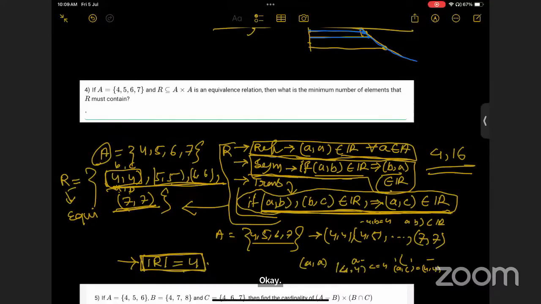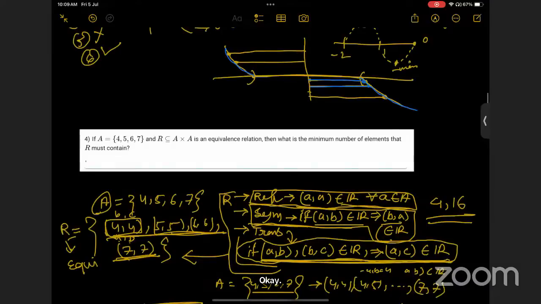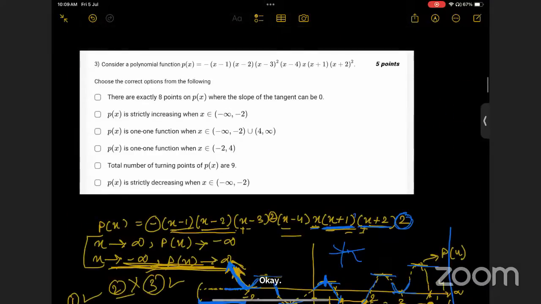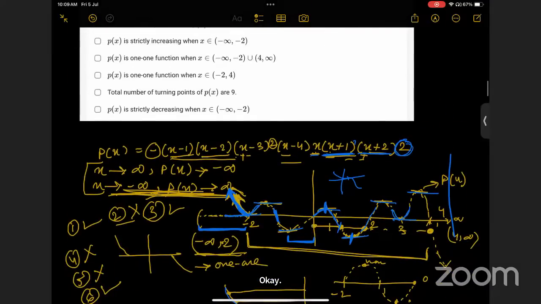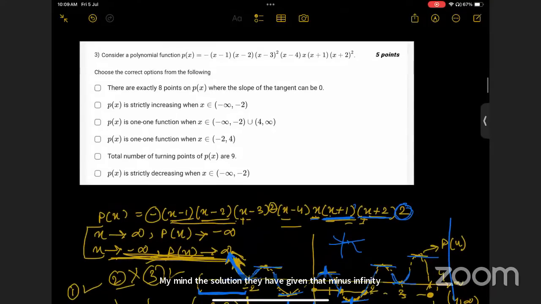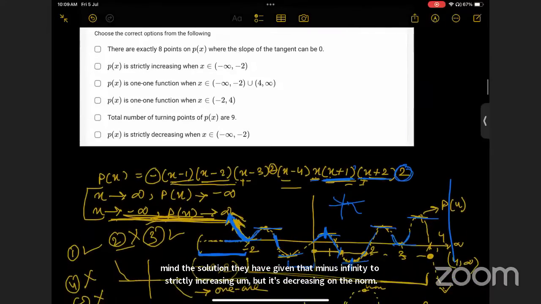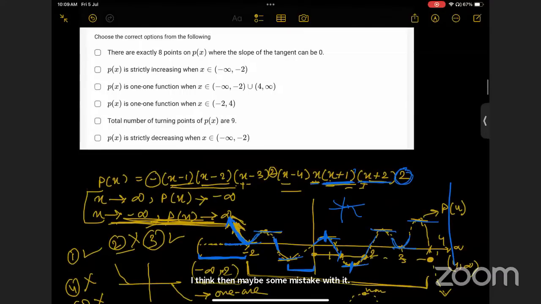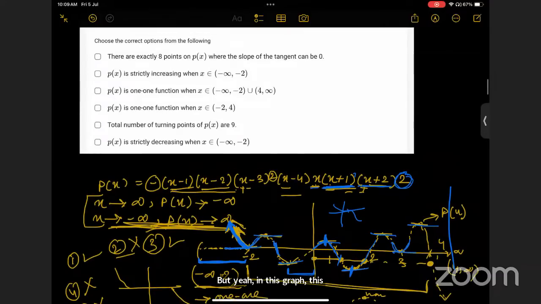Ma'am, in the third question, in the solution they have given that from minus infinity to 2 it's strictly increasing, but it's decreasing only, no, ma'am? Okay, I will check the solution. I think there may be some mistake with it. But yes, in this graph, this is decreasing only.